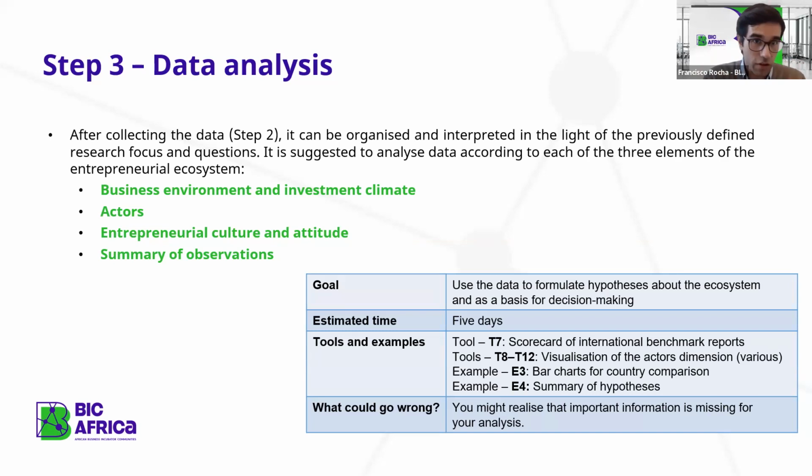So the three elements mentioned there are the business environment and investment climate. Try to analyze the data according to the actors that you are trying to identify in your mapping, and also according to the entrepreneurial culture and attitude of the ecosystem. After doing this, try to summarize the observations that you have taken from this exercise. So very quickly, the goal of this step is to use the data to formulate a series of hypotheses about the ecosystem.